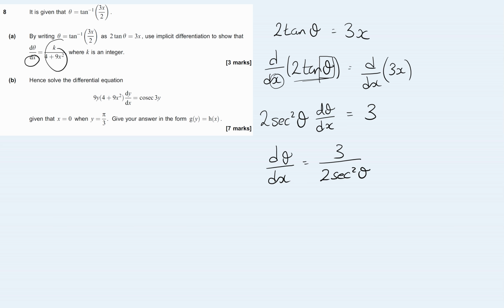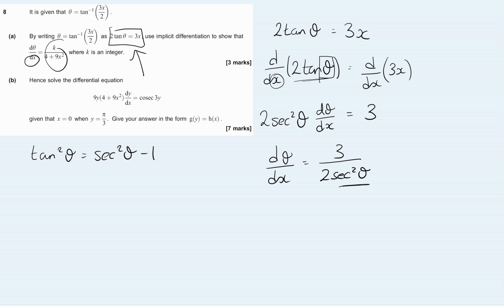Well, let's think about what we've been told in the question. We've been told that 2 tan theta equals 3x. So immediately I'm thinking, well, I haven't got tan theta, I've got a sec squared, but I do know an identity. So I know that tan squared theta equals sec squared theta minus 1, or however you've remembered that identity.